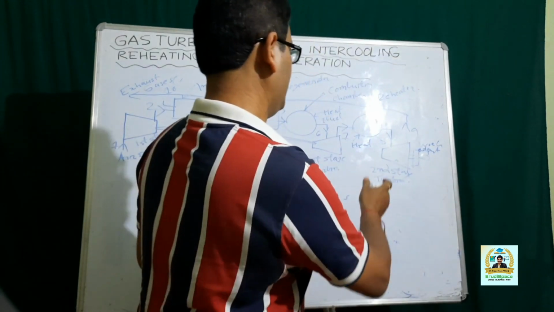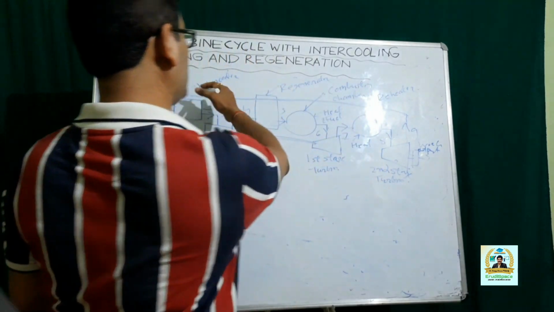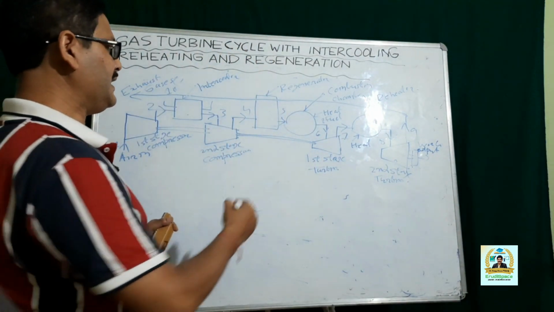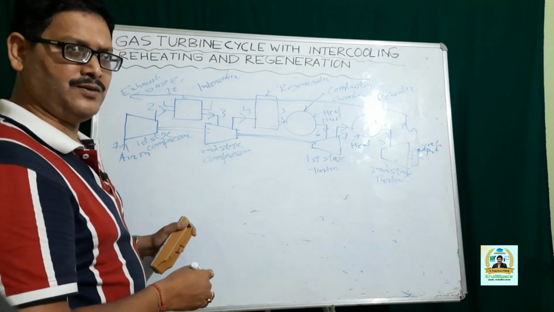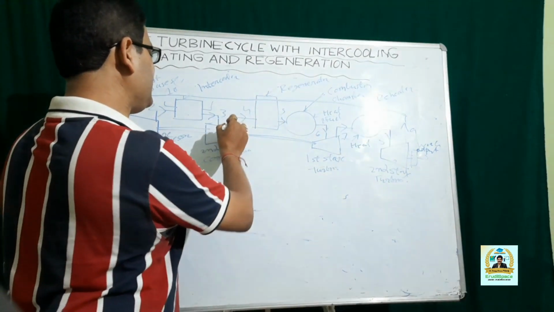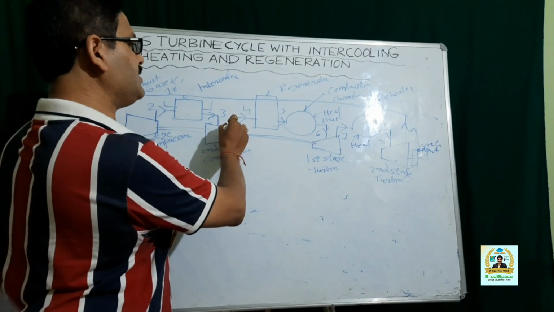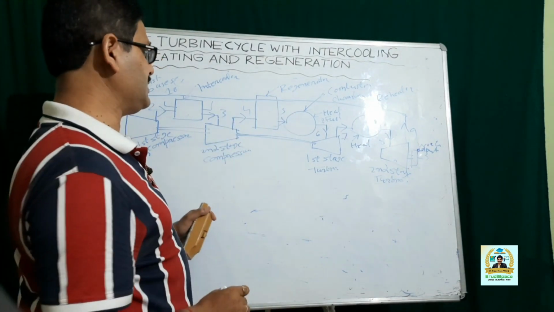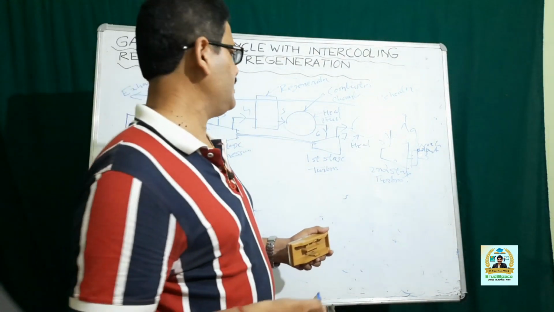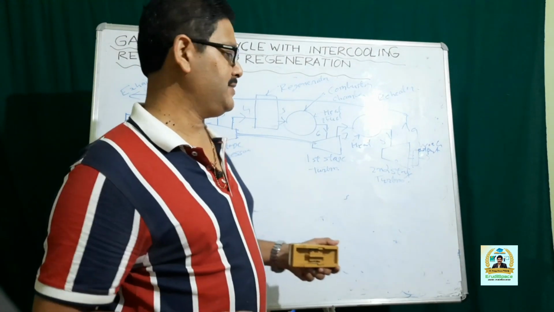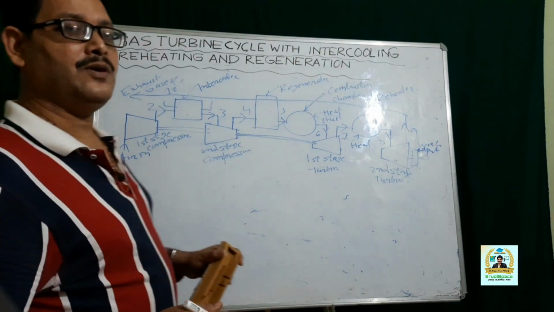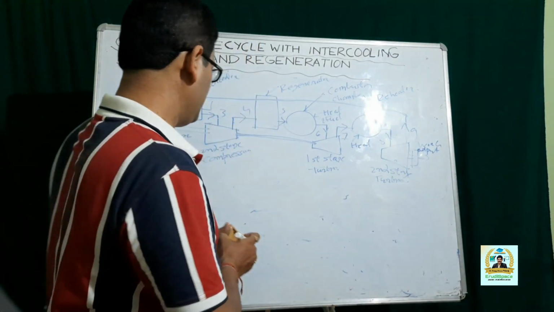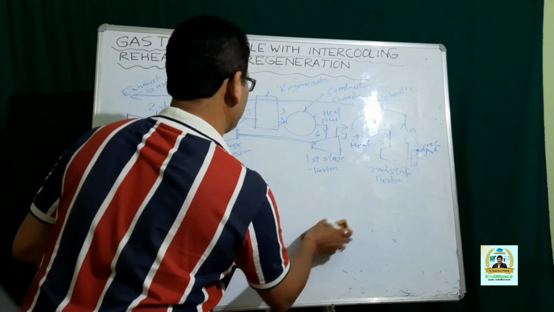After that the exhaust is made to flow through the regenerator and it flows counterflow to the direction in which the air is leaving the compressor and entering the combustion chamber. By providing the regenerator, the amount of heat to be supplied in the combustion chamber is reduced. Now I will draw the PV and TS diagram.